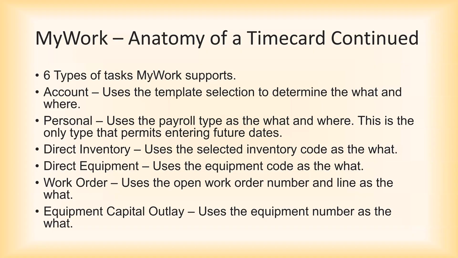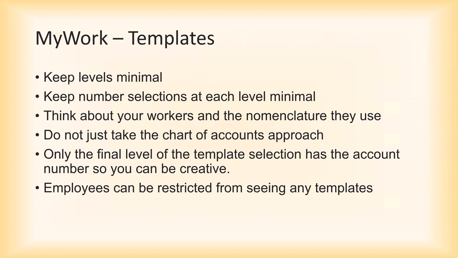Work order. If you're using our work order preventive maintenance system, the work order will give him the option to select any open work order number. It says line, but it should say task, because that's what the new work order is going to be. So any line number and task that he's putting his labor towards on the work order. And then we also have equipment capital outlay that uses the equipment number as the what. So it's very much like direct equipment, but it operates correctly using your equipment capital outlay definitions that you have in your system. Templates.